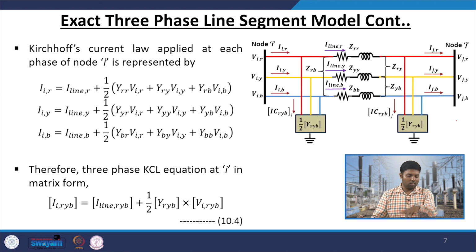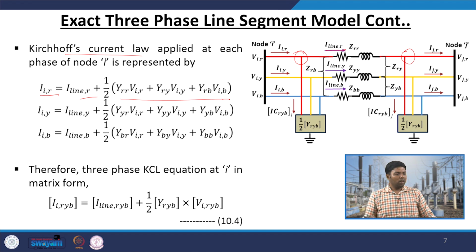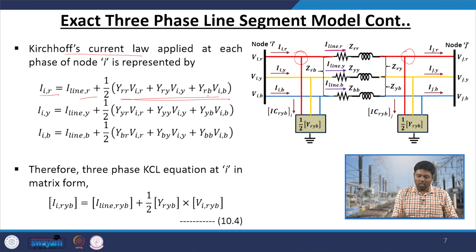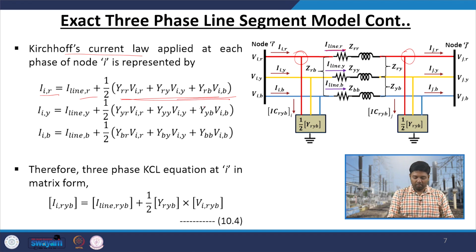So, how to proceed with this? Previously we applied Kirchhoff's current law at the receiving end. This time we will apply Kirchhoff's current law at the sending end. So, what will that be? Your I_I R, that is your sending end current, equals this I line R plus, similar to what we have discussed previously, with the shunt you will also get the current with the self shunt component as well as the mutual shunt component with the other phases. So, this is that current, and same for I_Y and I_B.